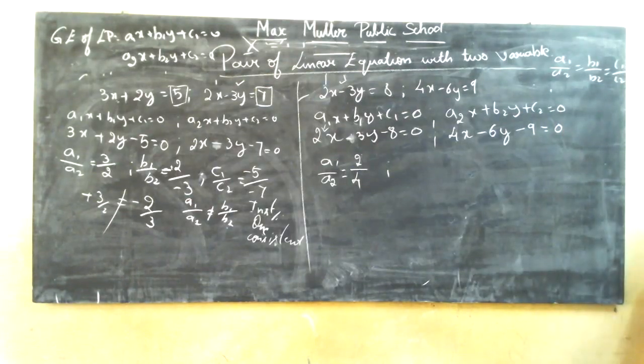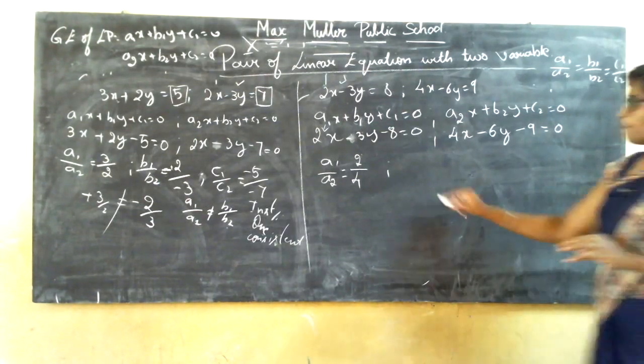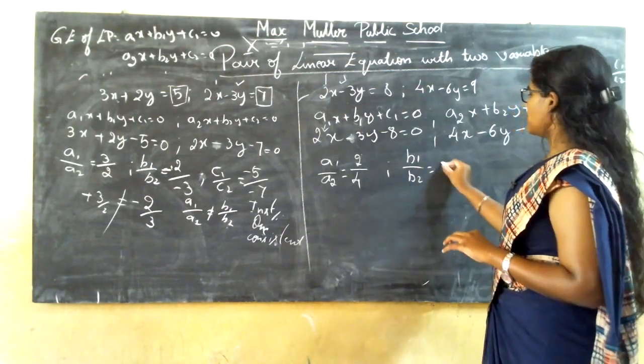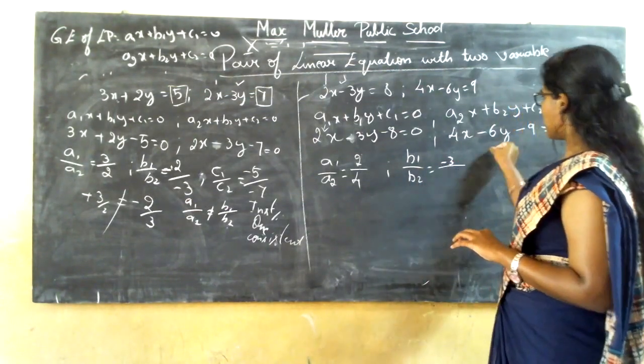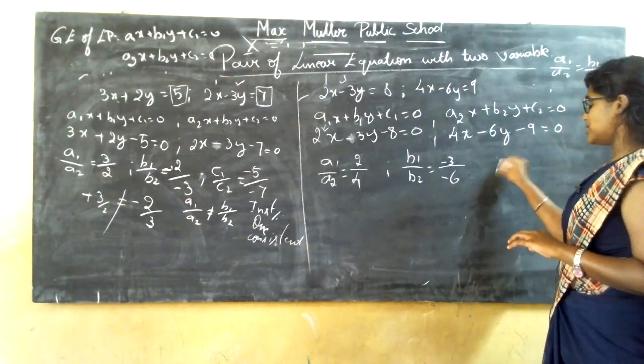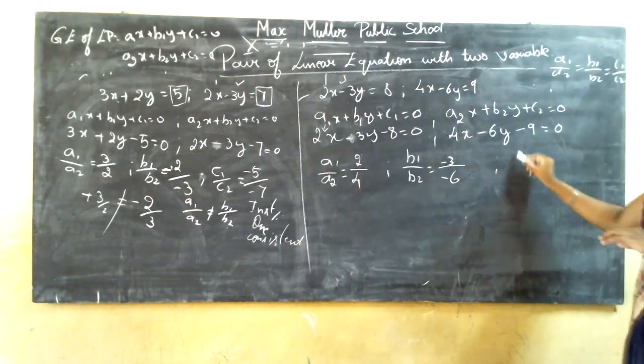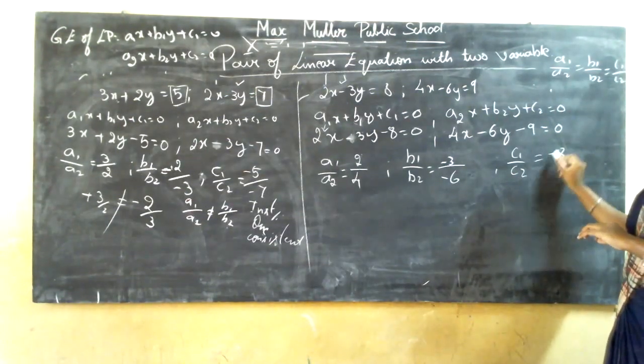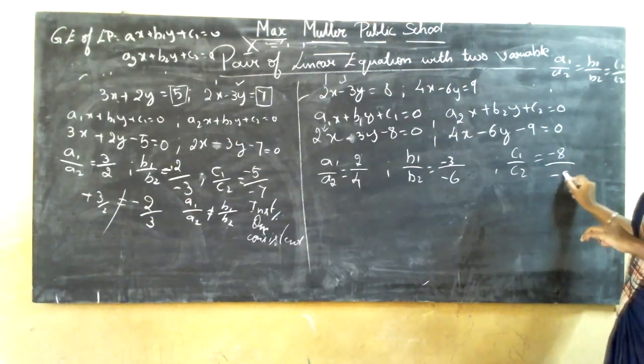Now the next term, let me see whether all the terms are being simplified. If I simplify, if I'm going to get the simplified ratio equal to each other, then only I'll simplify. If the simplified ratio is also not equal to each other, then I'm not going to simplify. Let me keep the answer as it is. So b1 by b2. What is b1? The value of b1 is minus 3. The value of b2 is also minus 6. Then c1 by c2. What is the value of c1? It is minus 8 divided by minus 9.